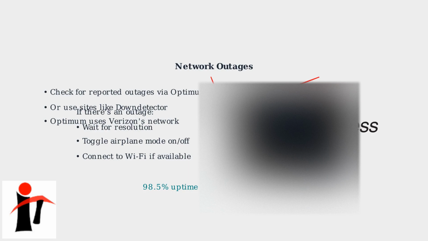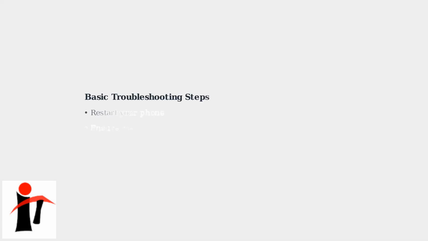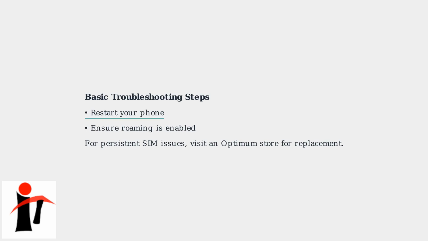As of September 2025, Optimum reports 98.5% uptime, but regional outages can still occur, like the one in the Northeast in July 2025, due to a Verizon upgrade. Remember, basic troubleshooting steps like restarting your phone are also crucial. For persistent SIM issues, consider visiting an Optimum store for a replacement.